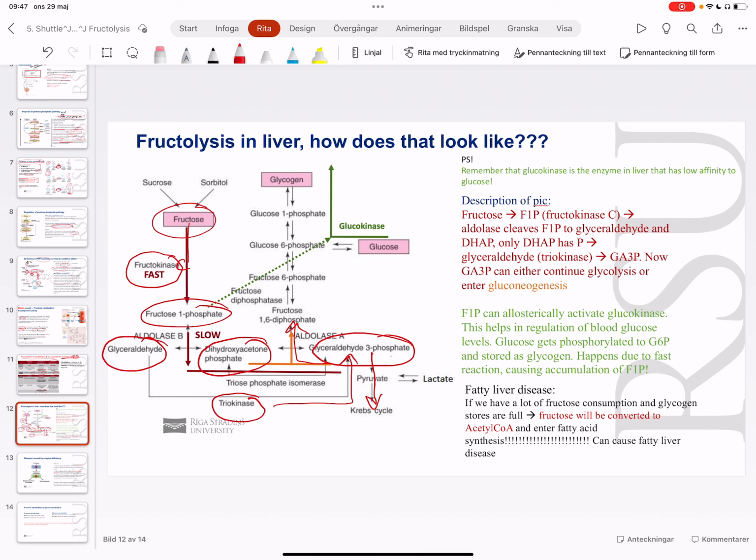Then we have fatty liver disease. So if we have consumed a lot of fructose, and our glycogen stores are full, like we have already stored fructose, the glycogen stores are full, what happens is that fructose will be converted into acetyl-CoA. And when we have acetyl-CoA, it will actually enter fatty acid synthesis, and this will cause fatty liver disease.